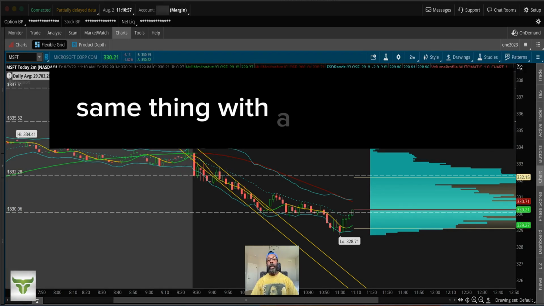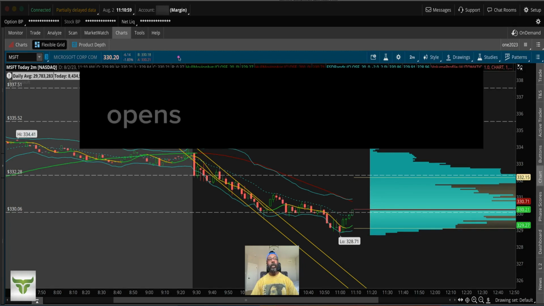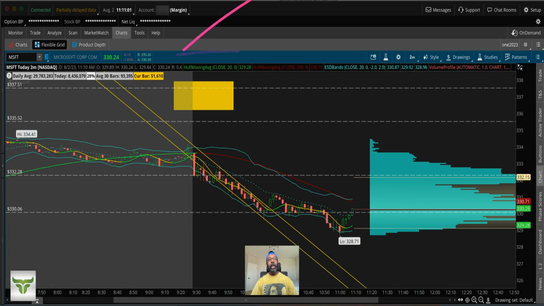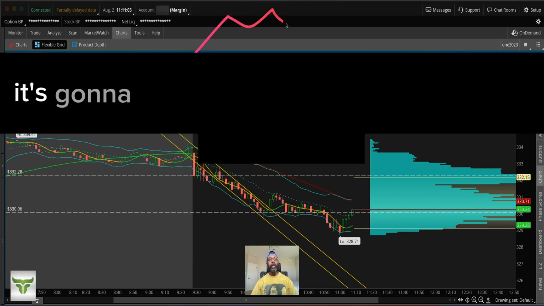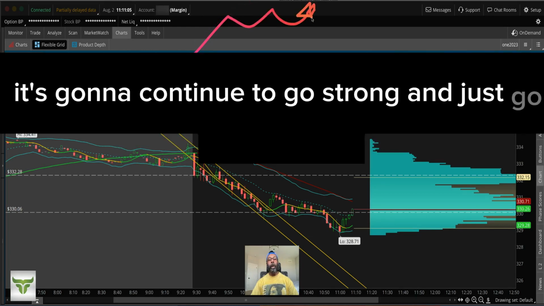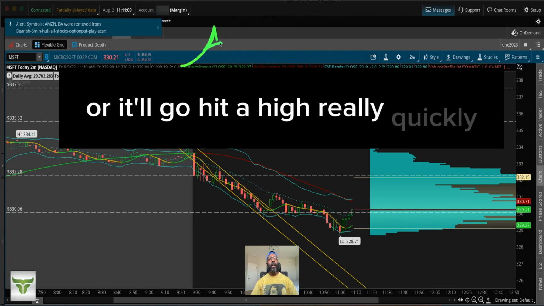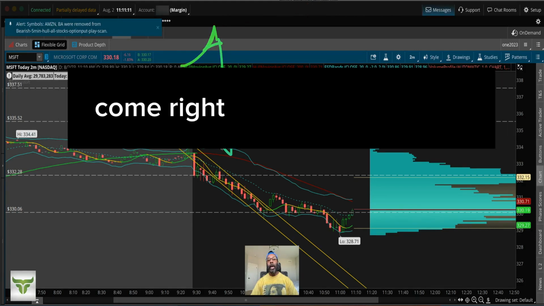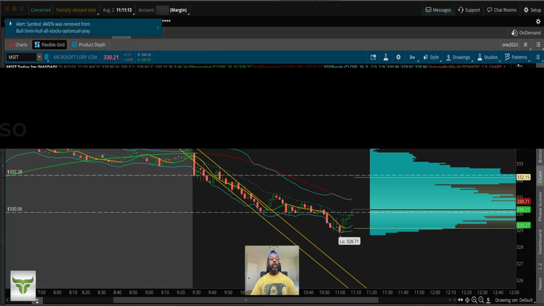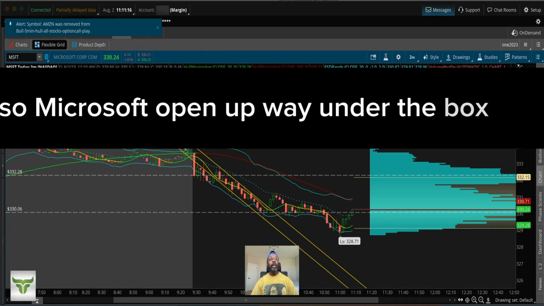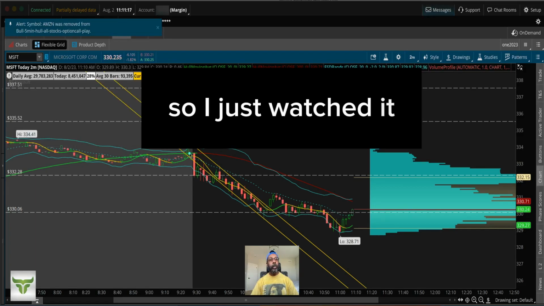Same thing with a high position. If it opens up way above the box, unless it's super strong, it's going to continue to go strong and just go parabolic. Or it'll hit a high really quickly, then it'll tank, come right back inside the box. So Microsoft opened up way under the box today, so I just watched it.